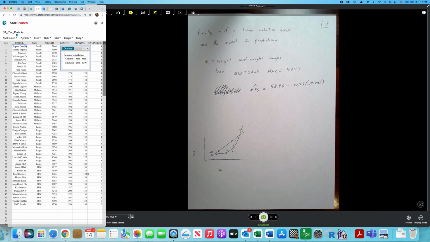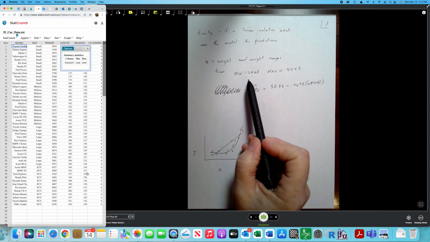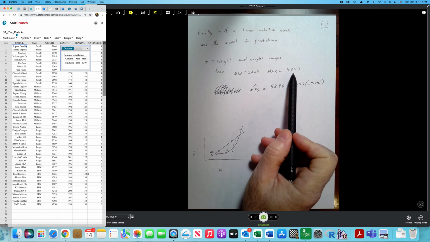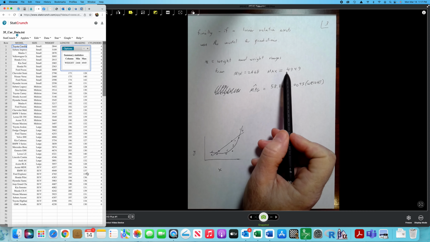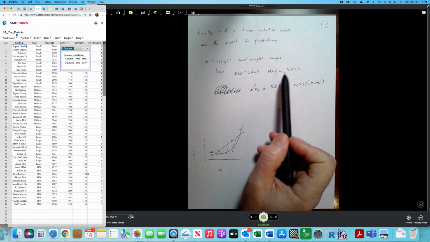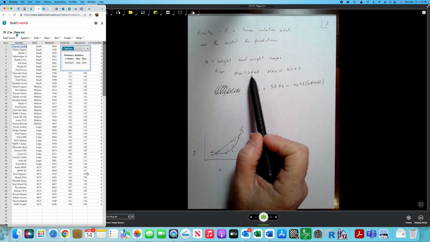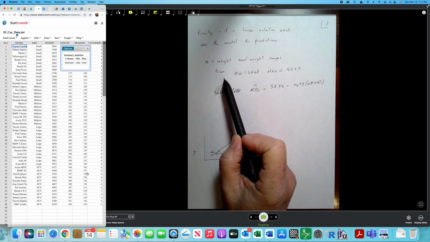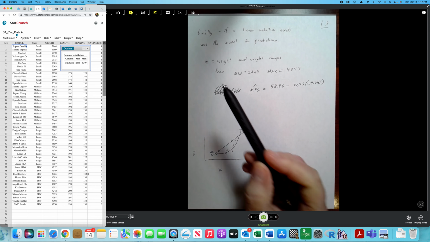Predict the miles per gallon for this new Hummer that I bought that is 5,500 pounds. Well, your model was built on these bounds, right? We don't know what happens above 4949 because we don't have data up there. We don't know what happens below 2468 because we don't have data down here.